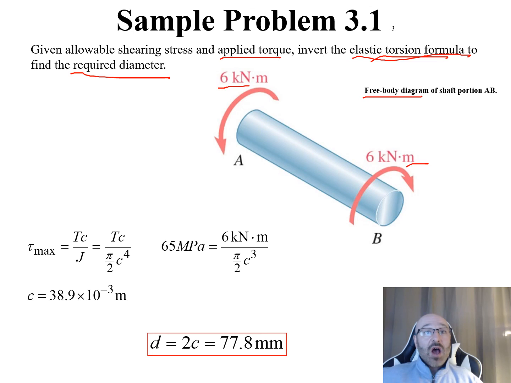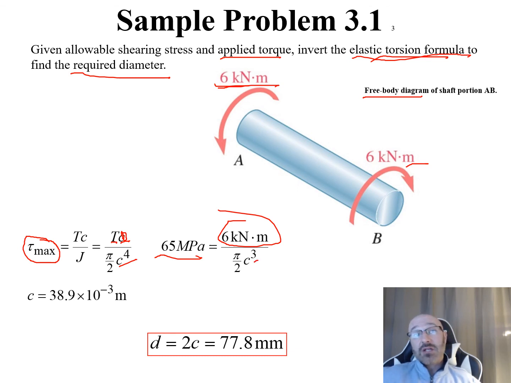Now I know that my tau max was given to me, and I need to back out a diameter. So my tau max is 65 megapascals, equal to T times C over J. T is given to me as my 6 kilonewton meter load, so I plug that in. Then I've got a C on the top and a C to the 4th on the bottom, so I can get rid of that C at the top, and I just end up with C to the 3rd on the bottom. So I see that 65 megapascals is equal to 6 kilonewton meters divided by pi over 2 times C to the 3rd.